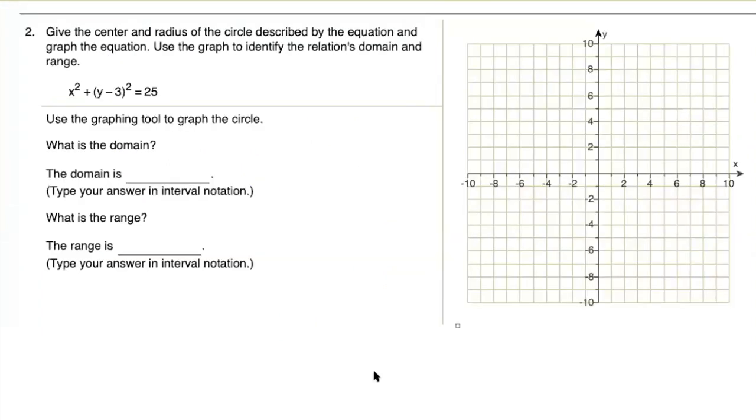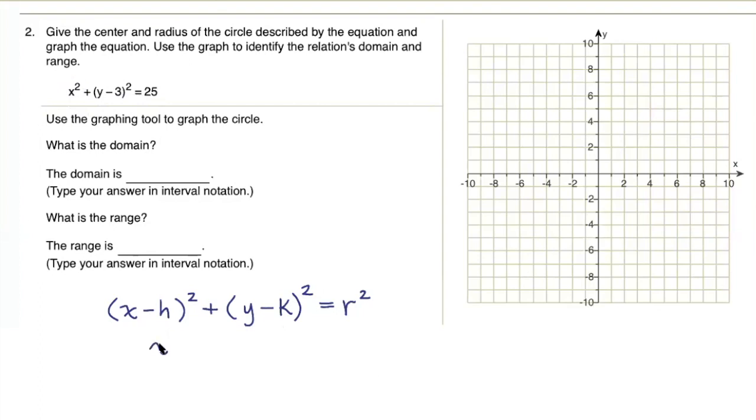All right, in example 2, we're asked to give the center and radius of the circle described by the equation and then graph the equation. Use the graph to identify the relation's domain and range. And notice it calls it a relation and not a function, because remember, circles are not going to pass the vertical line test. You'll notice I went down below and began writing the version of the circle equation that looks most similar to what I'm given.